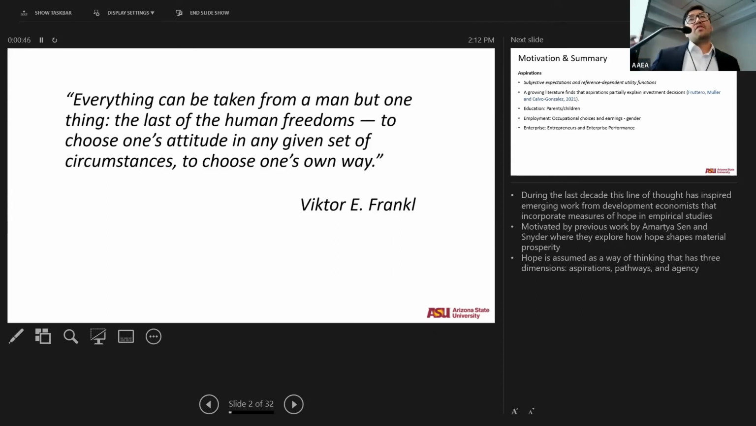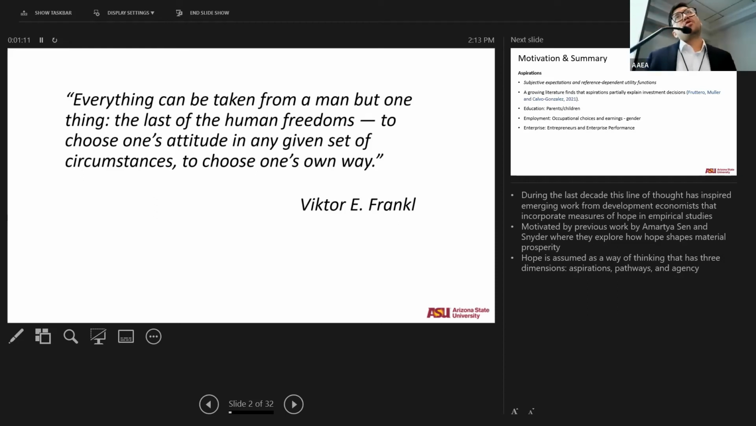So basically this line of thought has motivated, as Martin already mentioned, during the last 6-7 years, a lot of work where developing economists are linking measures of hope in their empirical studies with different outcomes. This is grounded on the pioneering work proposed by Amartya Sen and by Snyder, where they link hope with measures of material prosperity.